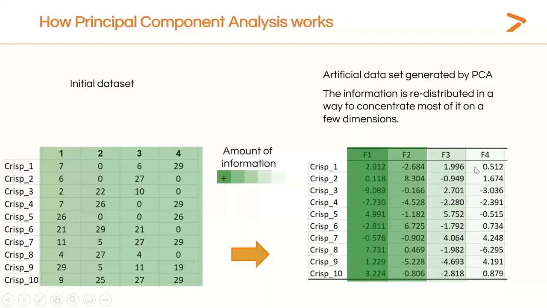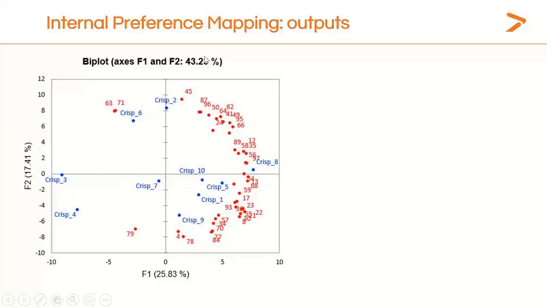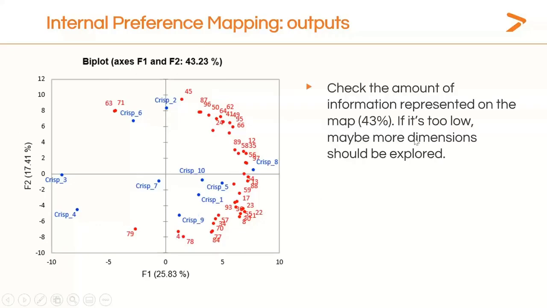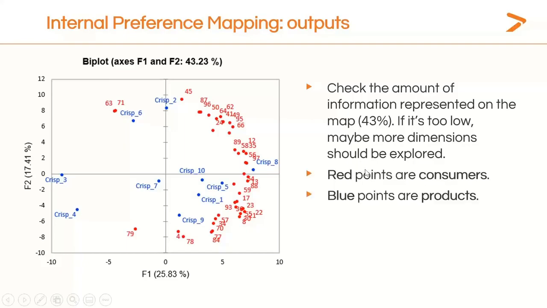Maybe it would be nice to also explore F3 and F4 in this case to have more information displayed. But now let us stick to this chart, this map here. First of all, check the amount of information represented on the map. If it's too low, maybe more dimensions should be explored. Let us stick to this one. The red points are the consumers, so each red point corresponds to one consumer. And the blue points are the products.